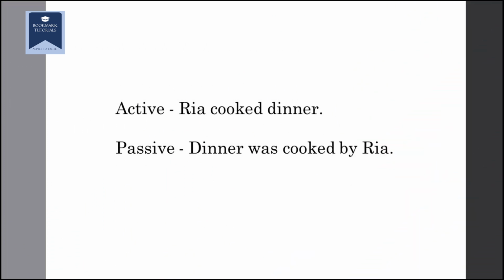Let's start by looking at two sentences. Ria cooked dinner and dinner was cooked by Ria. We can see that both of these sentences convey the same meaning. So what is different here? The first sentence, which is Ria cooked dinner, is in the active form, and the second sentence, dinner was cooked by Ria, is in the passive form.